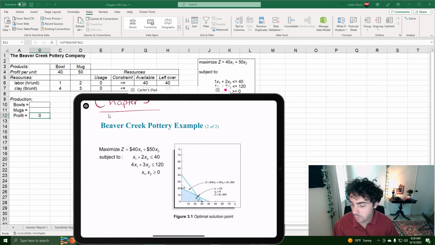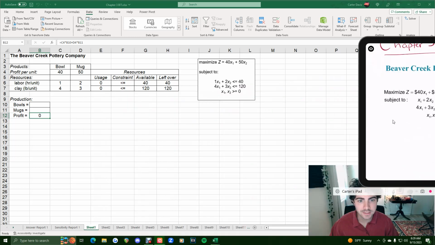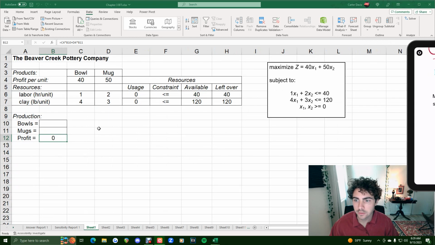So, explaining what we have going on here. This is the example, but I'm going to put this to the side for now. We're going to focus on Excel. The profit per bowl is 40. The profit per mug is 50. The hours it takes per bowl is 1 hour, and the hours per mug is 2. They have 40 available hours. The clay takes 4 hours to make.